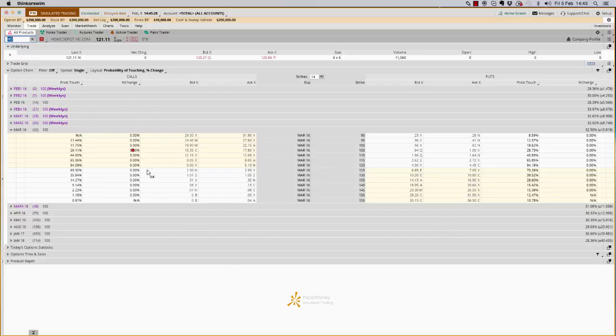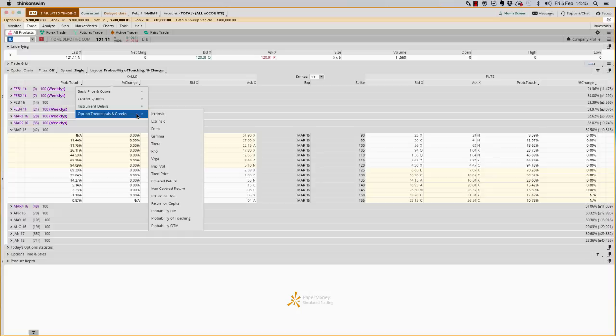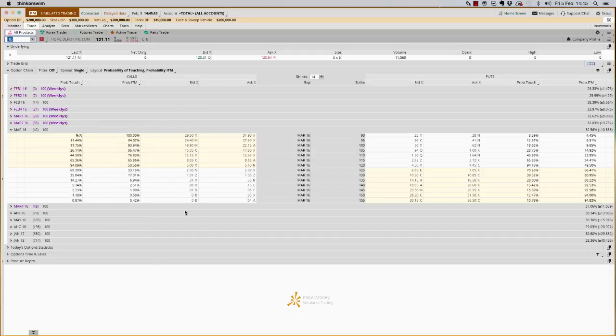So the first thing that we're going to do is start to look at some of these column headers. Let's focus on the call side for the moment, and just underneath that we can see there's a column header. We're just going to change that percentage change. We're going to go down to options, theoreticals and Greeks, and change it so that it shows the probability ITM. This stands for the probability of being in the money.